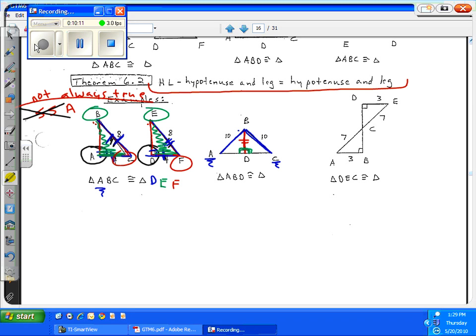A obviously corresponds to C, so C's first. The B here corresponds to the B there, so the B's second. The D's were both of your right angles, and so D would correspond to D. Any questions there?